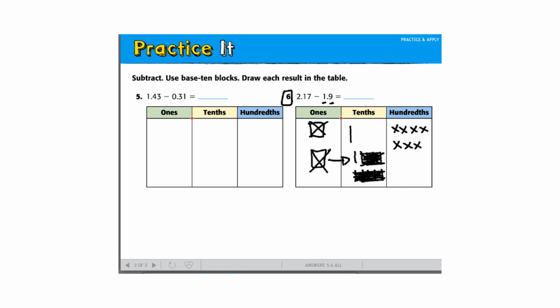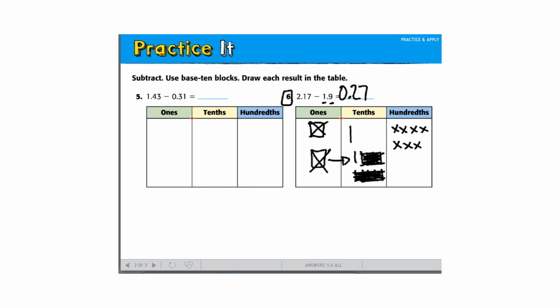So now I have 0 ones, 1/10, and I still have the 7 hundredths. 0 ones, that's 2 tenths. No one even corrected me on that. 2 tenths and 7 hundredths. Everybody get that one? Yeah. So on that one, we had to borrow from the ones.